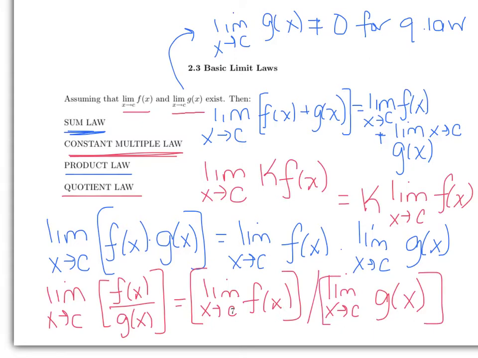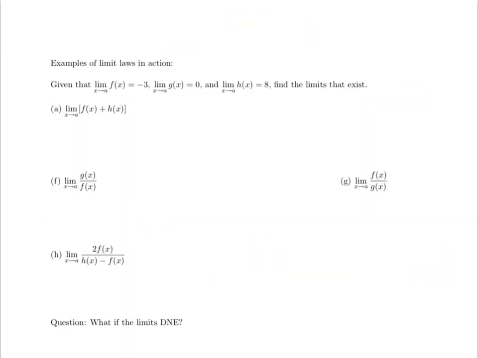So these are our four laws: the sum law, the constant multiple law, the product law, and the quotient law. And it's really just coming from thinking about what each of these limits mean. And if you multiply the functions first, that's the same as taking the limit of each one and multiplying them. And hopefully that would make sense if you think about what each of these things does. So now we're going to look at some examples of how to use these four laws and practice using the laws.